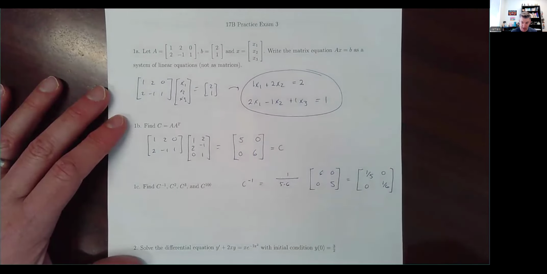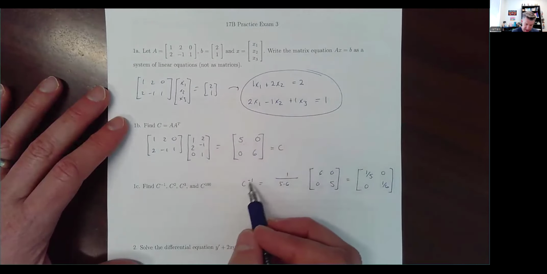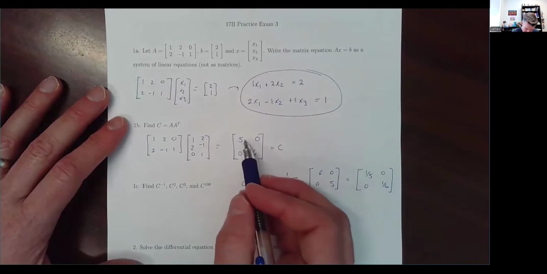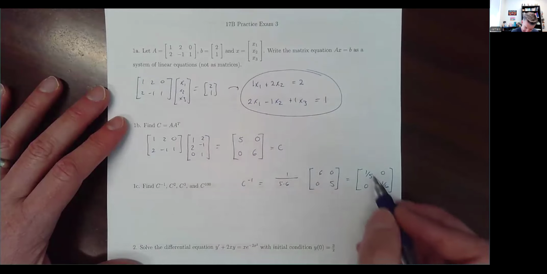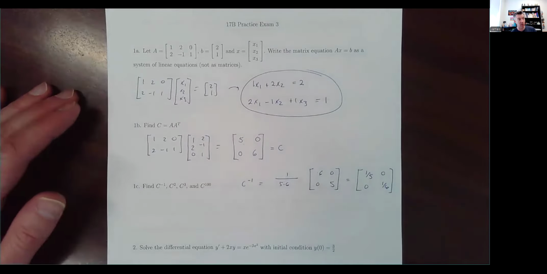And it is not a coincidence that for this diagonal matrix, C to the negative 1, or the inverse of C, each of the diagonal entries become their inverses. So that's 5 to the negative 1, that's 6 to the negative 1. We're going to see that pattern hold for any power of a diagonal matrix.